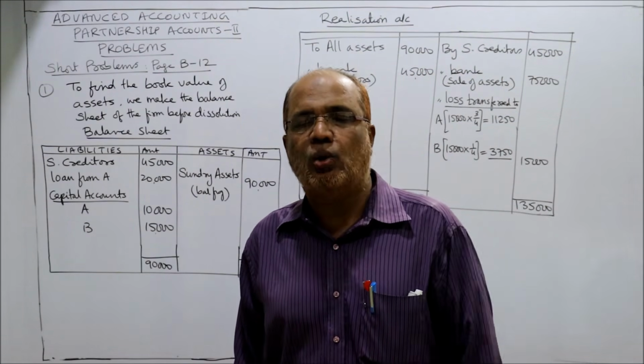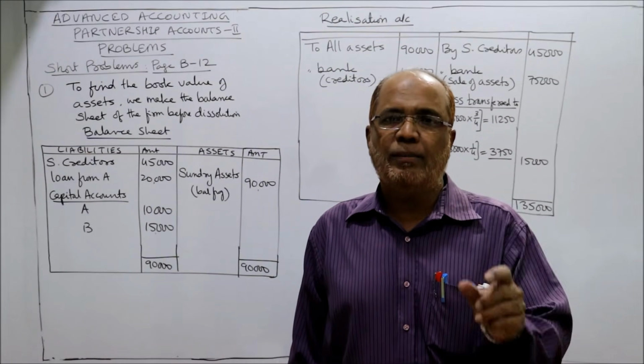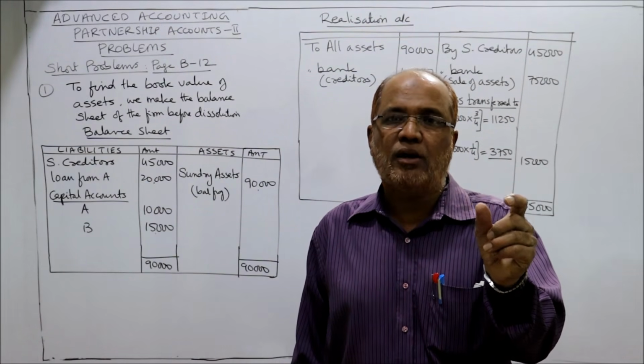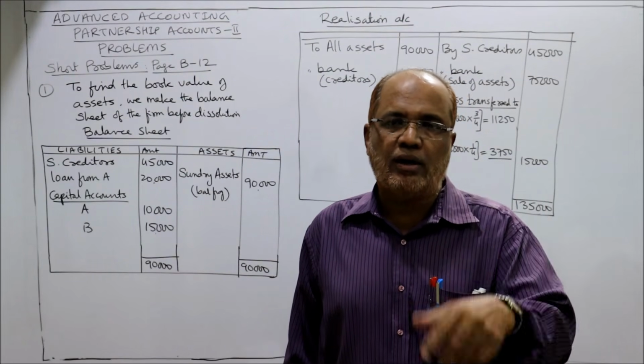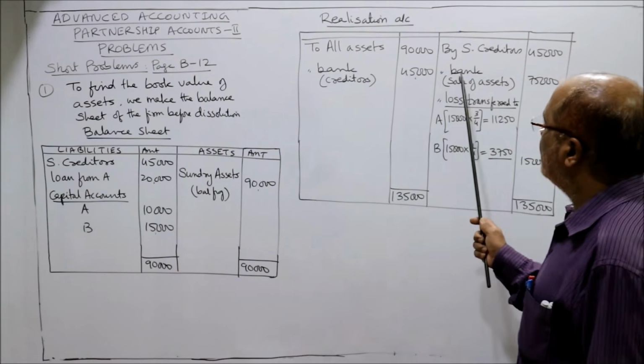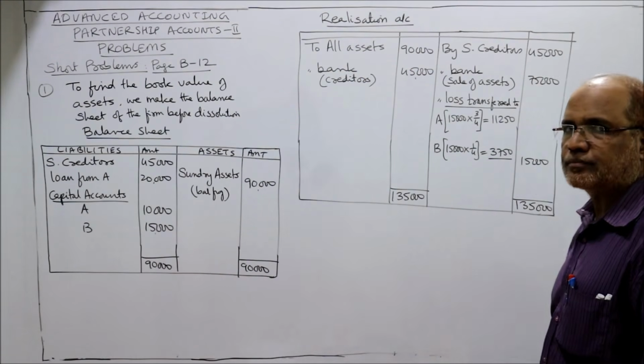Next comes assets are sold. All the assets are sold at 75,000. Entry will be bank account debit to realization. When assets are sold, bank account debit to realization. So by bank, sale of assets 75,000.